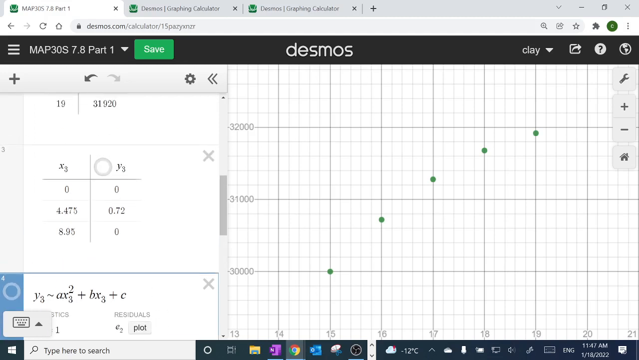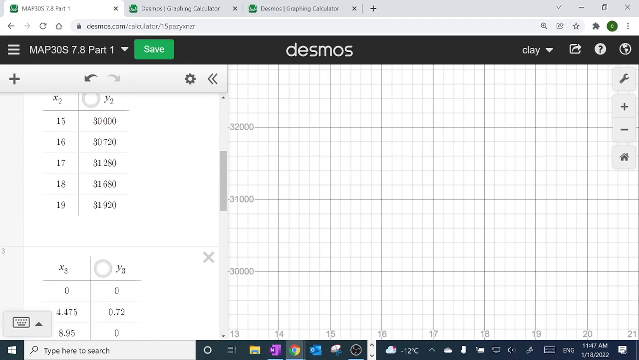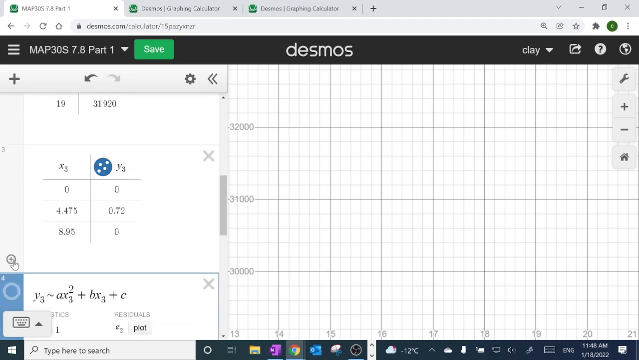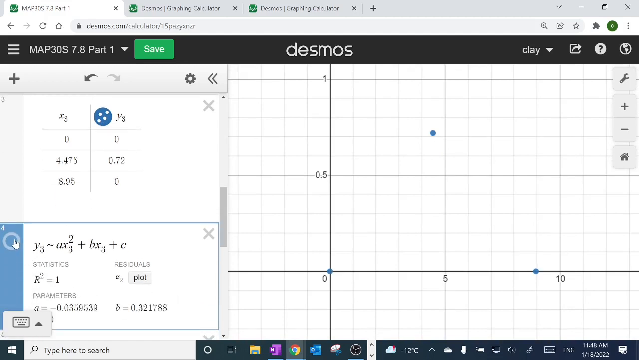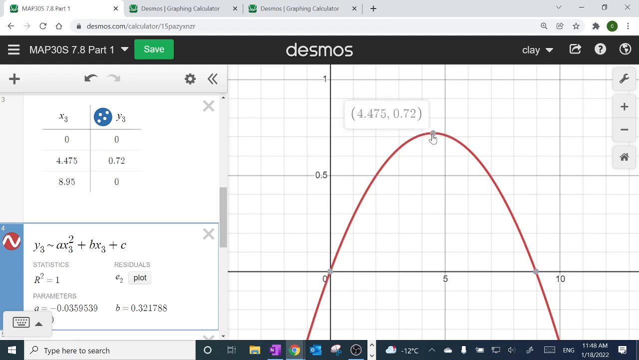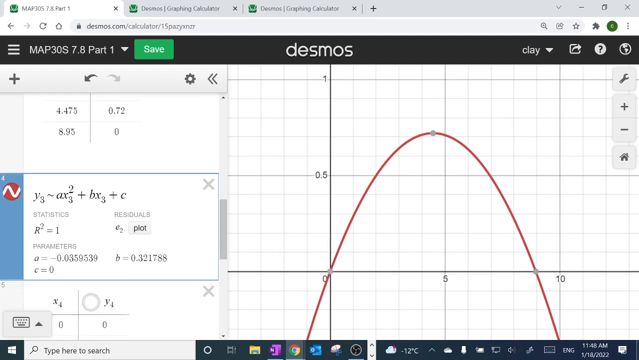I guess I got to turn off those dots, turn on my new dots, and then it's going to find them for me. There they are. And does that go through all of them? Oh, look at that. So there's the vertex. It goes through the two x-intercepts we talked about. So there is, interesting, C is zero. Actually, it should make sense that C is zero. Why should it make sense that C is zero? Because C is the y-intercept. And didn't we go through zero, zero? So it makes sense that there is no C value.